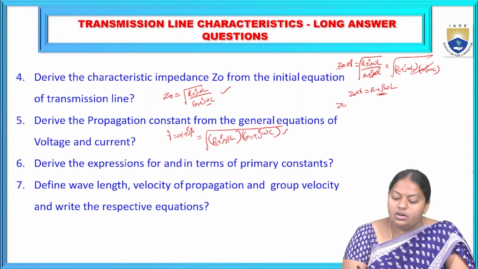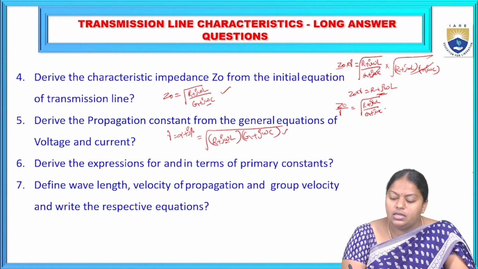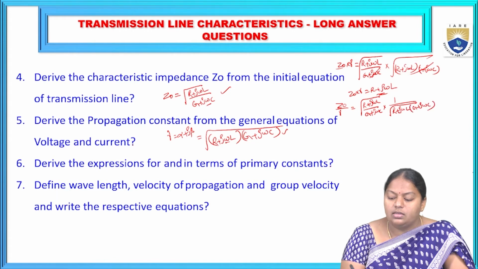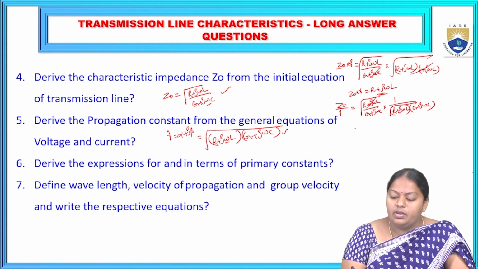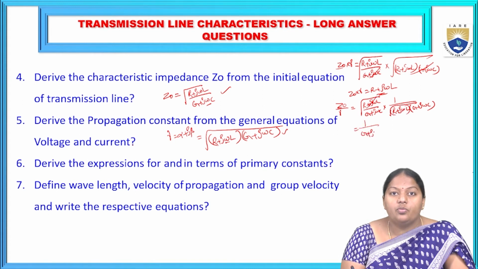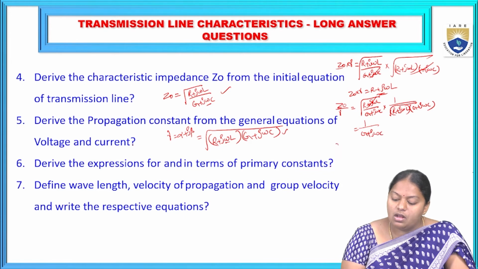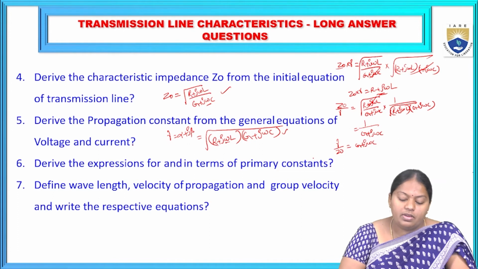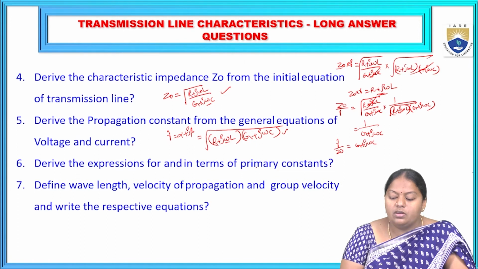Now, the division case, Z0 by gamma or gamma by Z0 equal to root over (R plus j omega L by G plus j omega C) into 1 by root over (R plus j omega L) into (G plus j omega C). And this gets cancelled. We have left out here G plus j omega C only. Now if you consider gamma by Z0, it should be G plus j omega C. This is the way we have to express all the primary constants and secondary constants in terms of one another.